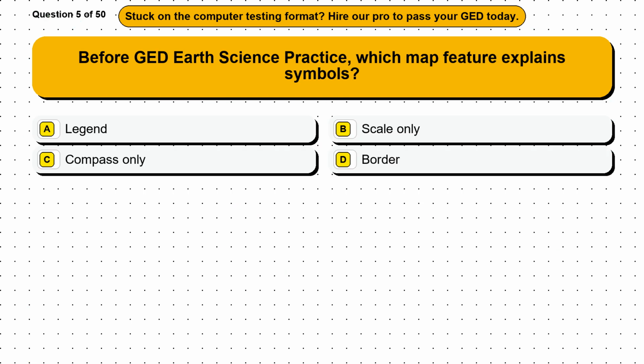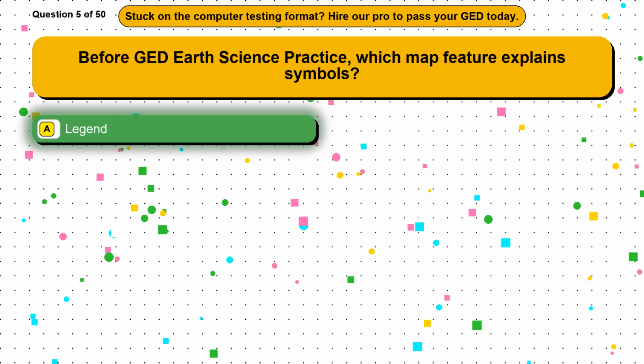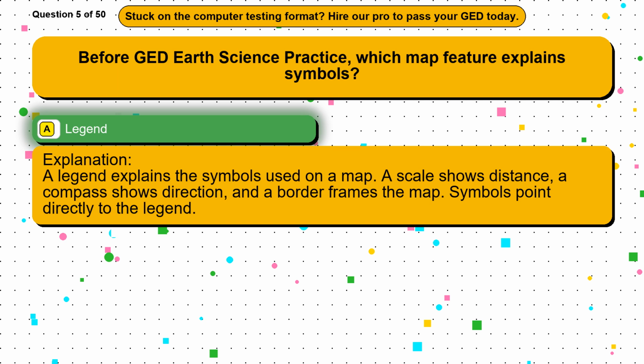Question 5. Before GED Earth Science Practice, which map feature explains symbols? Option A, legend. Option B, scale only. Option C, compass only. Option D, border. The correct answer is option A. Legend. A legend explains the symbols used on a map. A scale shows distance, a compass shows direction, and a border frames the map. Symbols point directly to the legend.